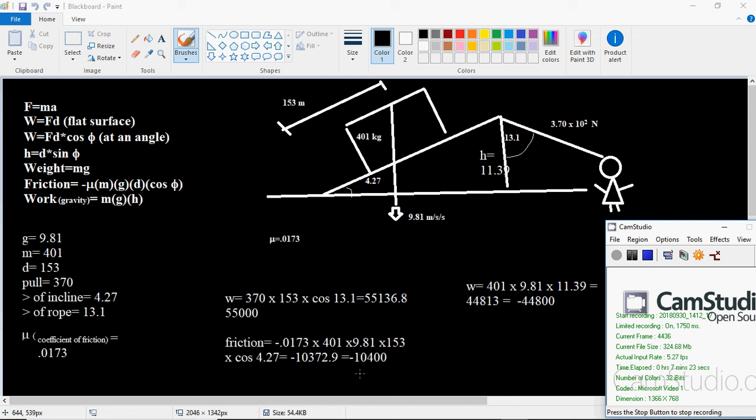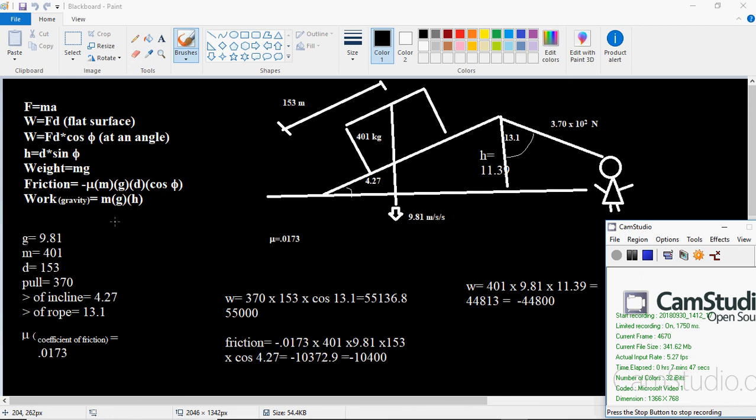Now remember, friction is always negative. It is always a resistance to us. It's always a drag. Okay? As we try and pull this way, it's trying to stop us and grinding us down going that way. So that's why it's actually part of the equation. Friction is always negative.